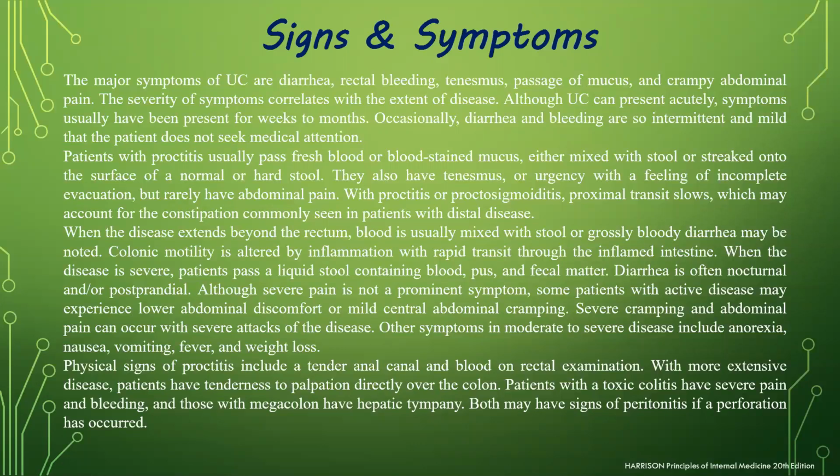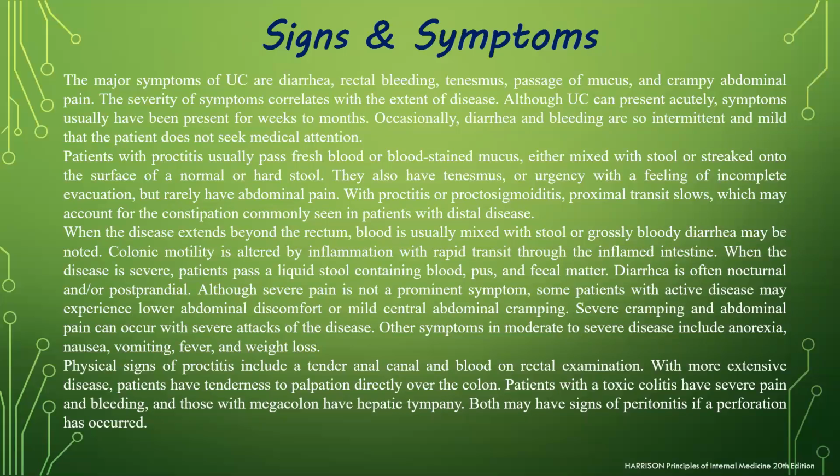Colonic motility is altered by inflammation, with a rapid transit through the inflamed intestine. When the disease is severe, the patient passes liquid stool containing blood, pus, or fecal matter. Diarrhea is often nocturnal and postprandial. Although severe pain is not a prominent symptom, some patients with active disease may experience lower abdominal discomfort or mild central abdominal cramping. Severe cramping and abdominal pain can occur with severe attacks of the disease.